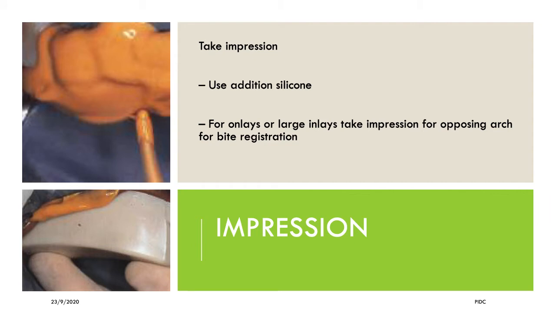Now coming to the impression. Impression is always taken with elastomeric impression materials, preferably addition silicones. For onlays or large inlays, take an impression of the opposing arch for bite registration as well. Make sure the impression of the prepared tooth is taken with addition silicone, and for the opposing arch you can use alginate impressions, so that you can make sure the contacts as well as the occlusion are checked properly.